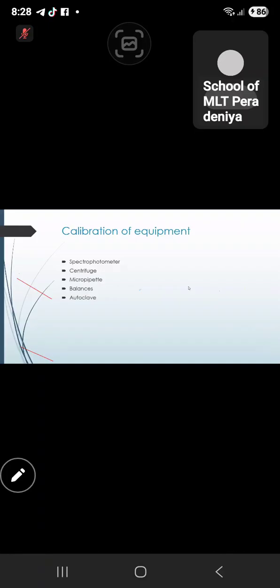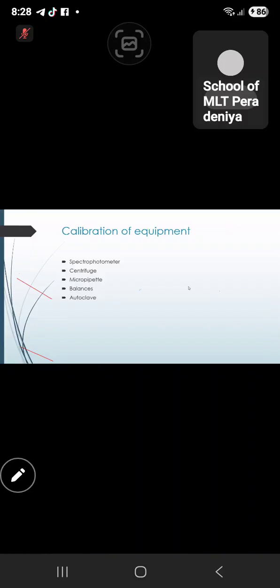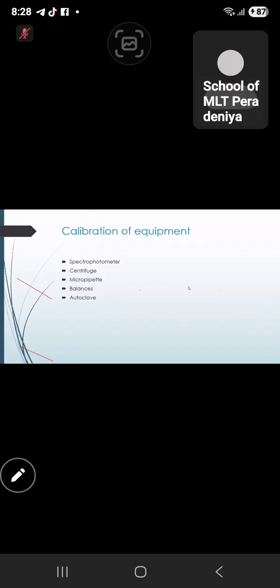Then the other part is calibration of equipment. So we go through this: a few equipments such as spectrophotometer, centrifuge, micropipette, balances, autoclave. Right. Can anybody say what are the things we have to calibrate in the spectrophotometer? I just told you earlier, when I was discussing, what things we have to check and calibrate in the spectrophotometer. One, two, three. Yes, anybody?